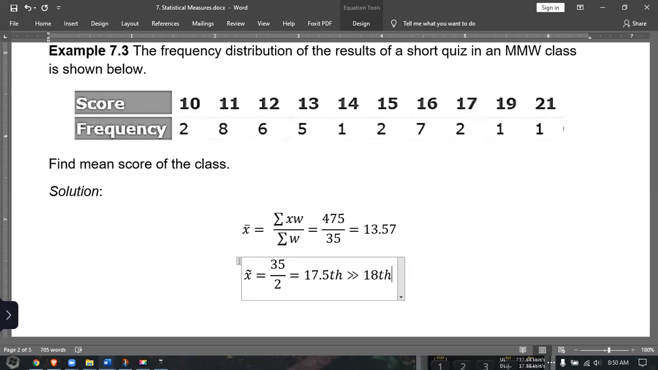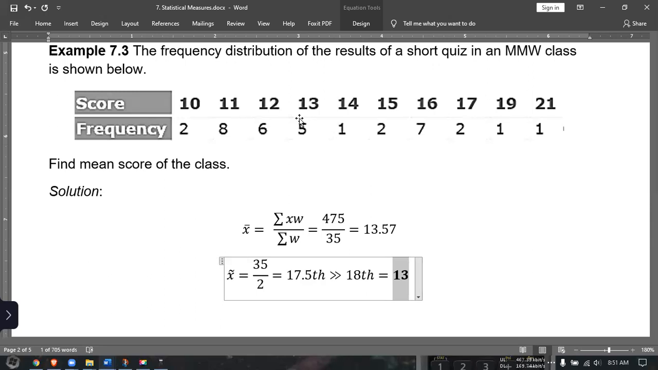So, which is the 18th? Let's look. This is first and second, first and second to 10th, 10th, 11th to 16th, 16th, 17th, and 18th. Somewhere here is our median. So, our median value is 30. Yes, guys, that is the median of a distribution with weight.